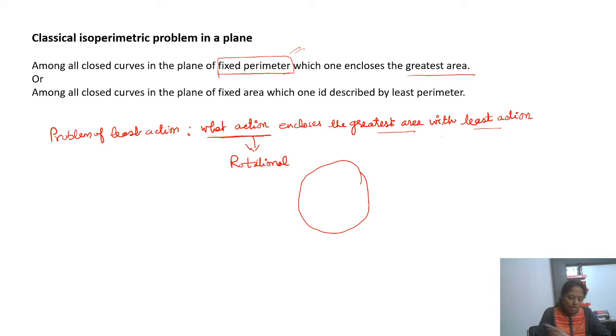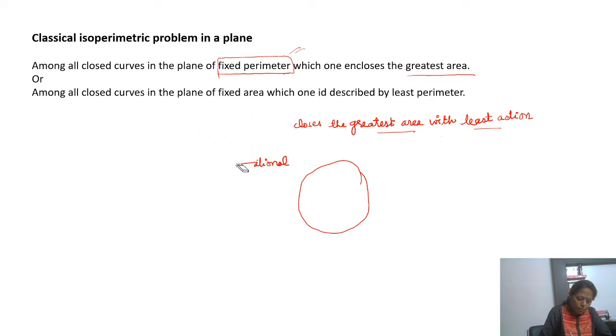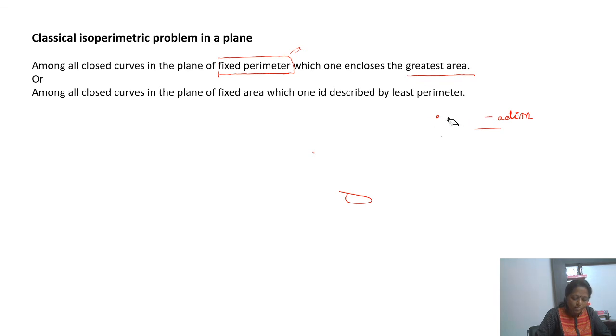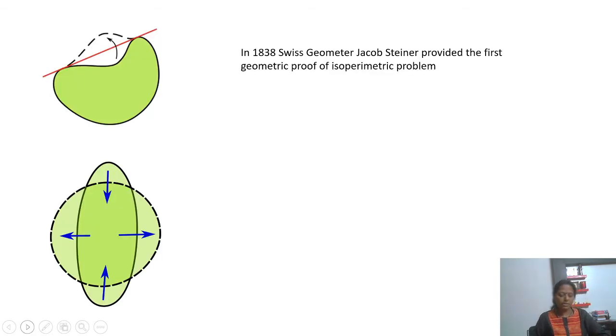So this is also the concept of the isoperimetric problem, which was used by Kepler while he was presenting the morphology of the solar system. And its first geometric proof was also provided in 1838 by the Swiss geometer Jacob Steiner.